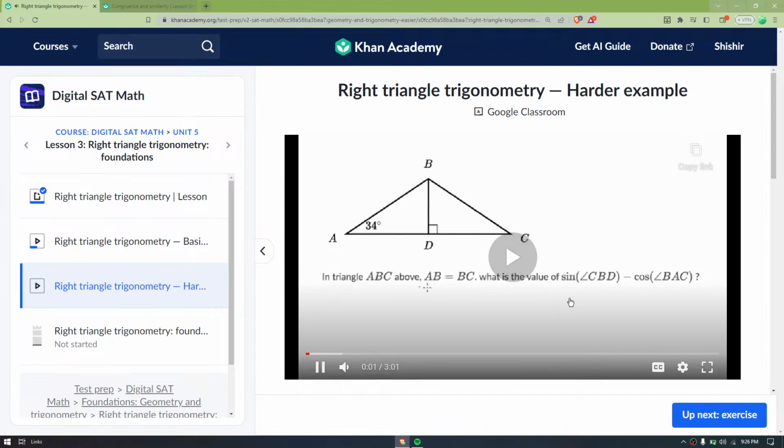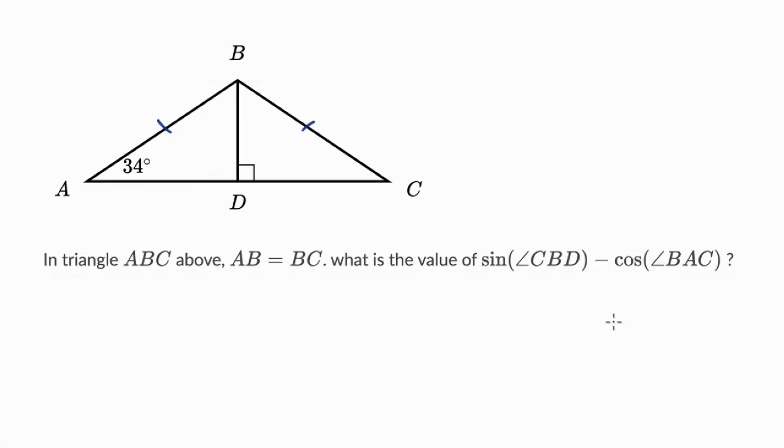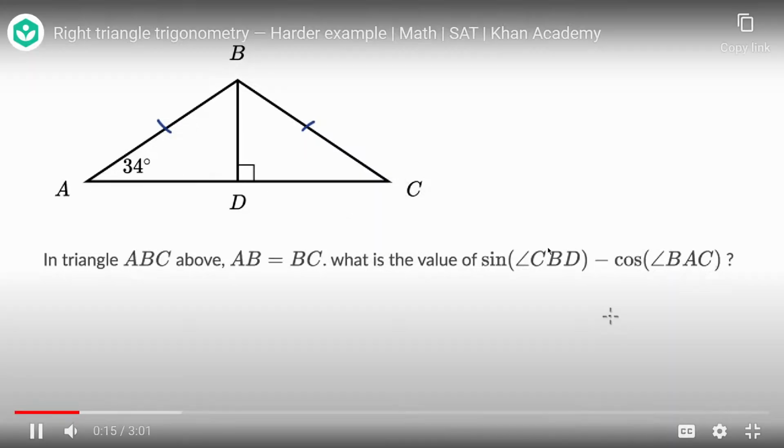In triangle ABC above, AB is equal to BC. This is equal to that. What is the value of sine of angle CBD minus cosine of angle BAC? Pause the video and see if you can figure that out. All right, now let's work through this together.